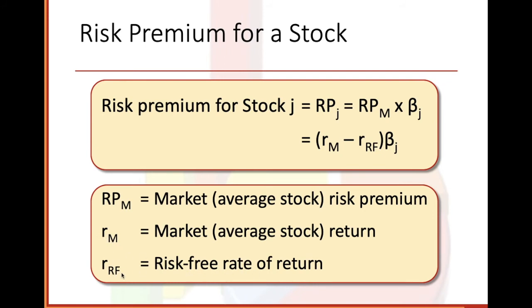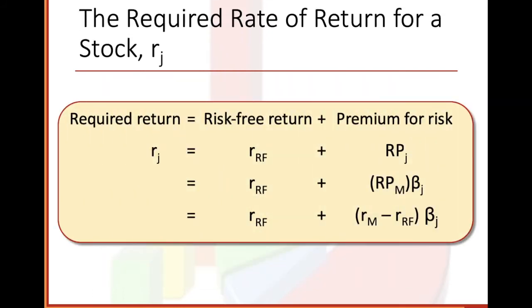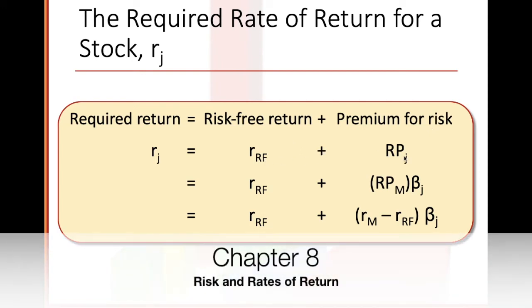Okay, obviously b of J is the beta of J, which in the previous slide we looked at, the beta coefficient. So required return equals risk-free return plus risk premium for risk. So RF, or risk premium of M, times the beta of J. This is kind of expanding it out a little bit more.